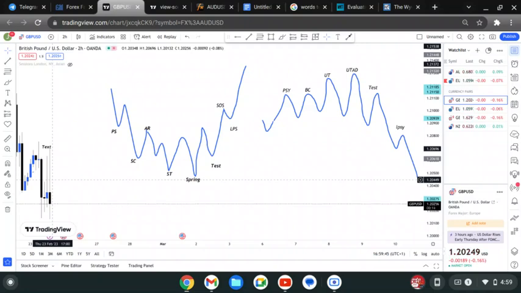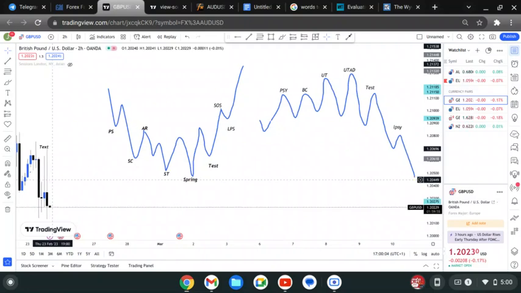So Wyckoff, there was this guy named Richard Wyckoff, and what he did was he was a stocks trader, and he noticed something about stocks, not just stocks, the market in general. He noticed that the markets undergo phases of distribution and accumulation.